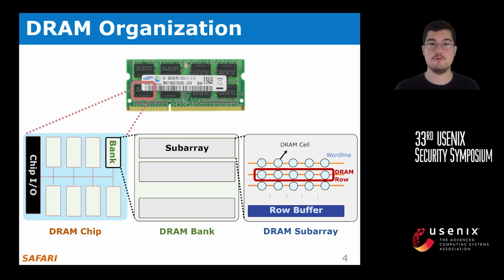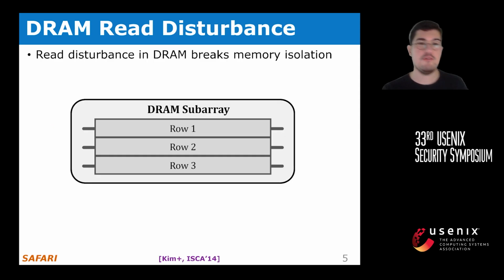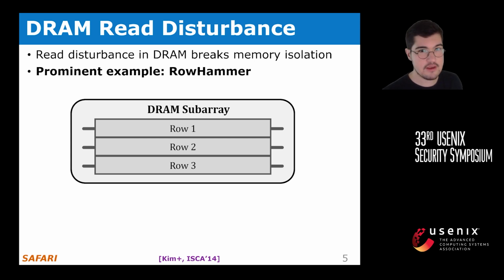These cells are organized into rows that are activated using word lines, and the cells are connected to a row buffer via bit lines. Once the data is in the row buffer, the DRAM chip serves read or write requests in cache block granularity. This is a different view of a DRAM subarray that we'll look at to better understand RowHammer. More generally, read disturbance has significant system-level implications because it breaks memory isolation. And RowHammer is a prominent example of read disturbance.